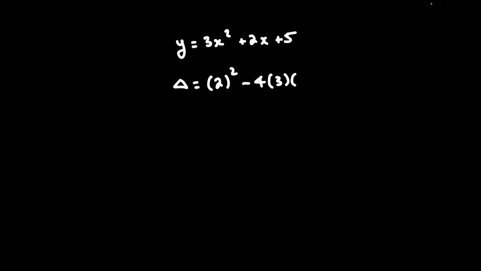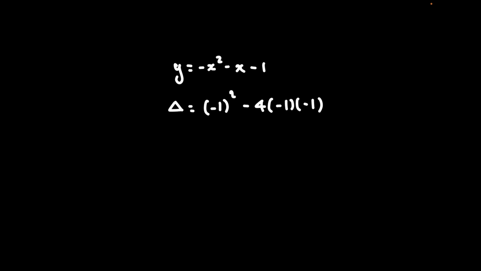I'd like you to work out how many x-intercepts the following equation has. No graphing, no sketching, just using the discriminant. The discriminant in this case is b squared, which is 2 squared, take away 4 times 3 times 5. That's equal to 4 take away 12 times 5, which is 60, which is equal to minus 56. Hence, because the discriminant is less than 0, there are no solutions.